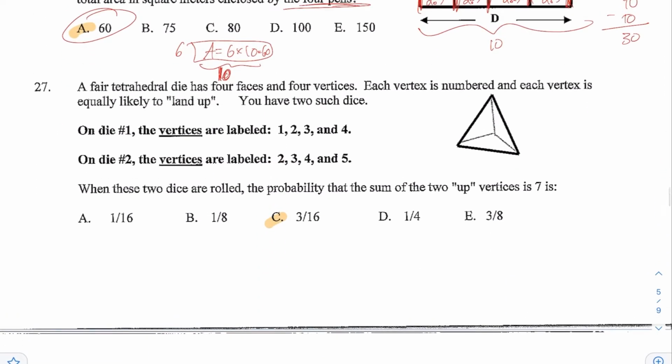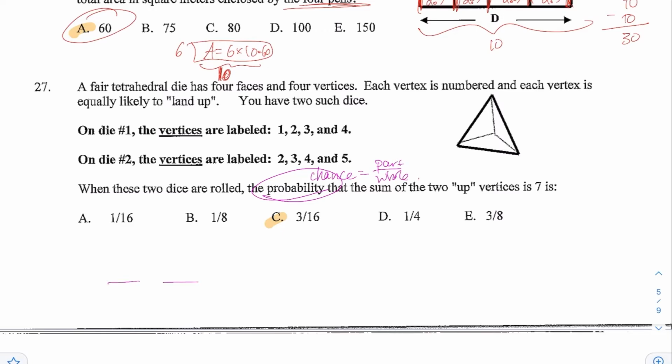Next, for number 27, a fair tetrahedral die has 4 faces and 4 vertices, so corners. Each vertex is numbered, and each vertex is equally likely to land up. And now you have 2 such dice. On die number 1, the vertices are labeled 1, 2, 3, 4. On die 2, the vertices are labeled 2, 3, 4, 5. When these 2 dice are rolled, the probability that the sum of the 2 up vertices is 7 is, so you want to have, the key word here is probability. That's just a chance. You can express it as part over whole.